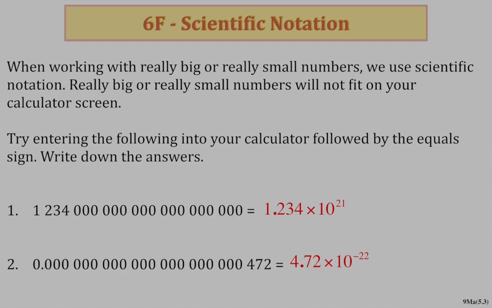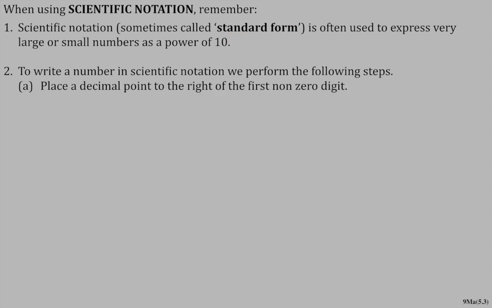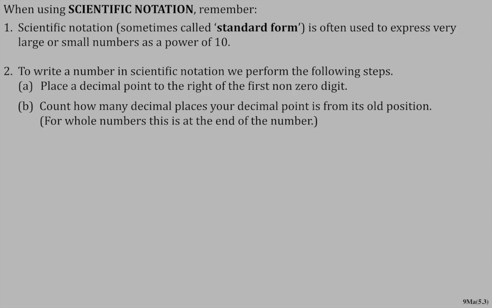Let's see if we can make a bit more sense of it by actually following some instructions. First thing, sometimes scientific notation is called standard form, and we use it to write big and small numbers. What we do is we put the decimal point on the right of the first digit that is not 0. Then we count how many decimal places that position is from the original decimal point in the question.